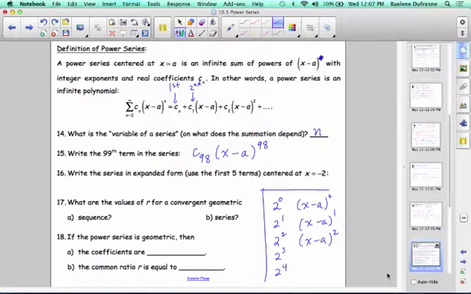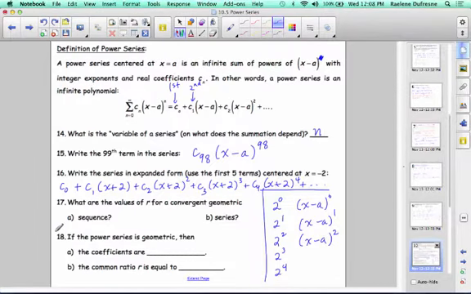In number 16, let's write the series in expanded form using the first 5 terms centered at -2. Well, we still don't know the coefficients, but we're going to say that the series is given by c0 times x minus -2 to the 0, which is actually just going to be c0 times 1, which is c0. And then plus c1 times x plus 2 to the exponent 1, plus c2 times x plus 2 to the exponent 2, plus c3 times x plus 2 all cubed, plus c4 times x plus 2 to the 4. And then plus dot dot dot. We're only expanding using the first 5 terms, but it's still an infinite series.